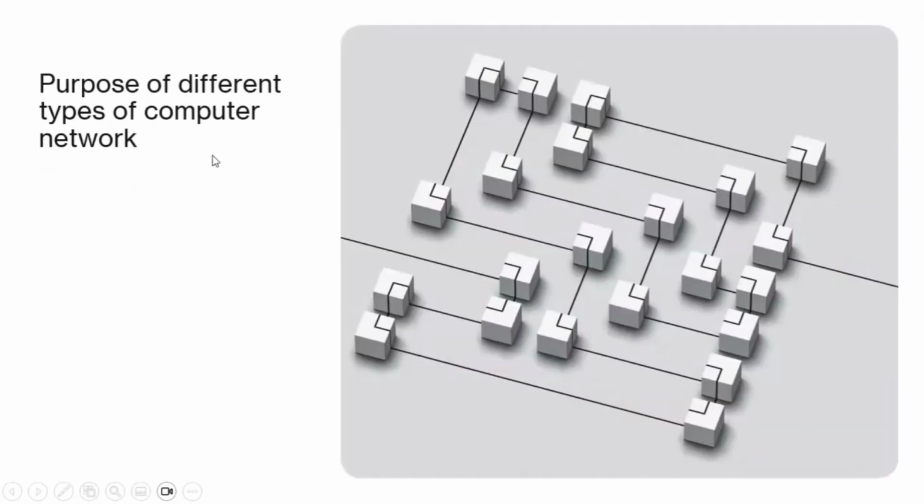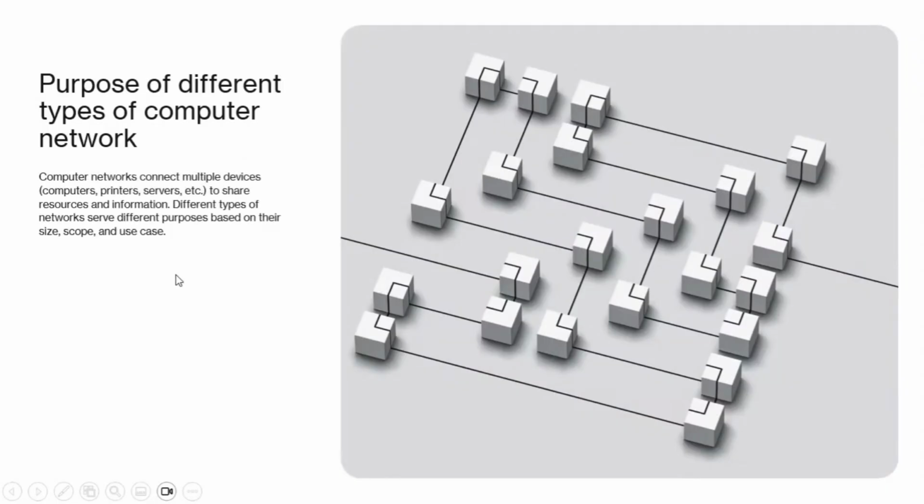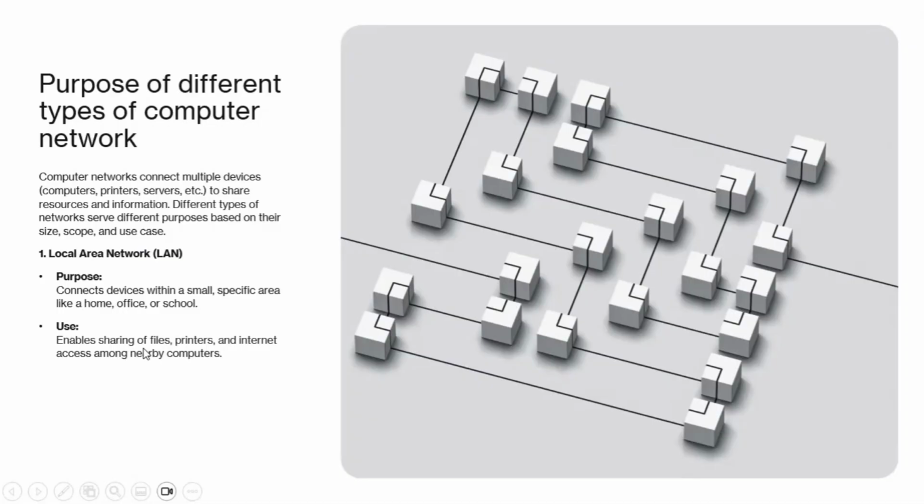Now we are going to see the purpose of different types of computer network. Computer networks connect multiple devices, computers, printers, servers, and more, to share resources and information. Different types of networks serve different purposes based on their size, scope, and use case. The first one is a local area network, or LAN. Its purpose is to connect devices within a small specific area like a home, office, or a school.